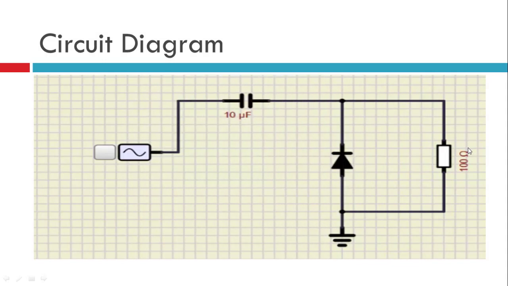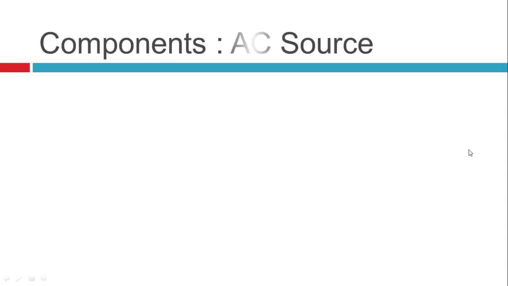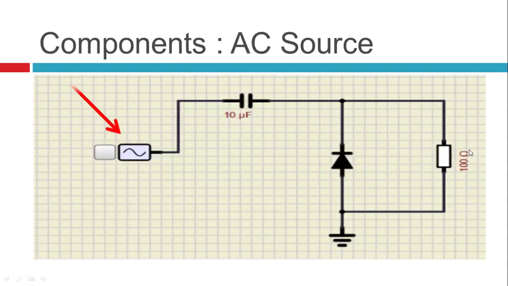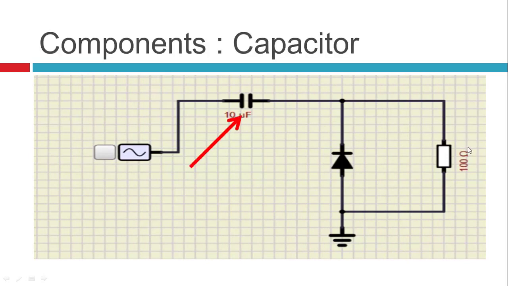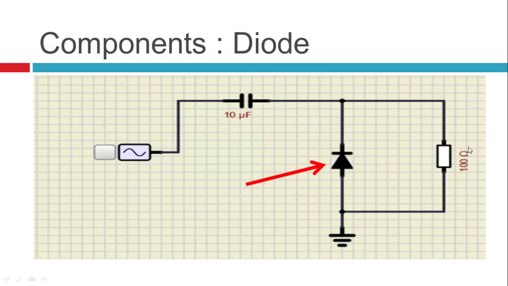So this is the circuit diagram. The first component, as we can see, is the AC source. The second component is the capacitor, a 10 microfarad capacitor we are using. Then we have the diode.